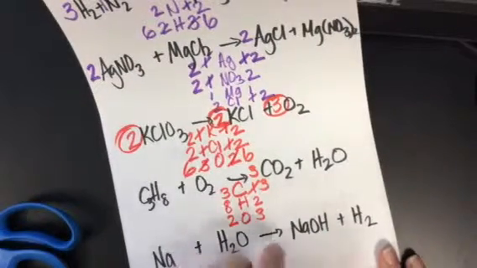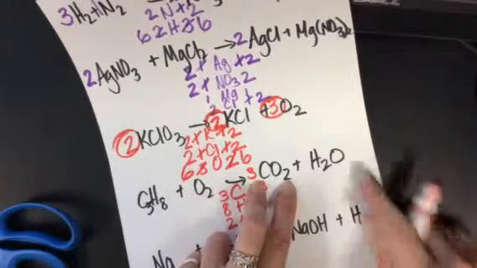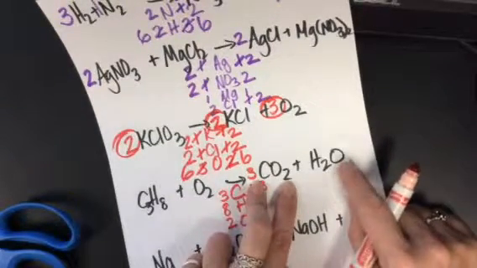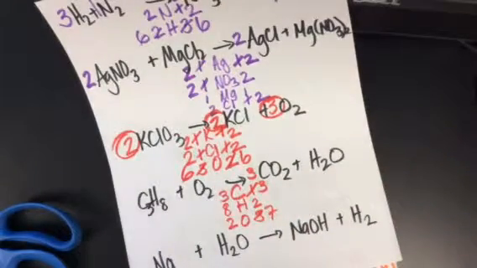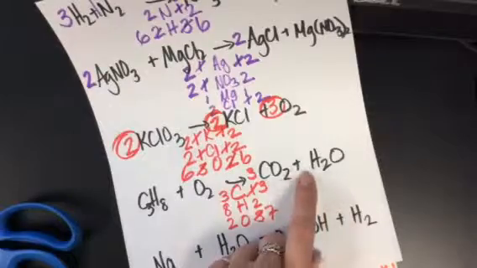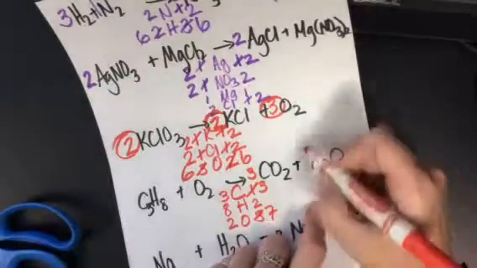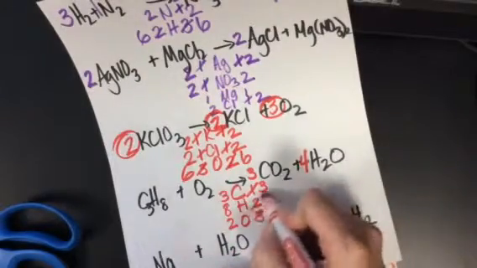But then that also changes my oxygens. 3 times 2 is 6. We've got to count this guy over here. That's 1 more. So that now gives me 7. Now I want to fix my hydrogen. To fix my hydrogen here, I have 8 on this side. I need 8 on this side. So what times 2 will give me 8 is 4. That changes my hydrogens to 8.